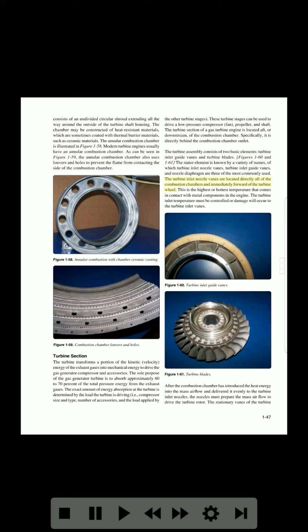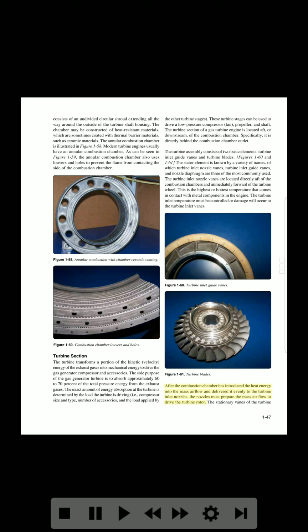The turbine inlet nozzle vanes are located directly aft of the combustion chambers, and immediately forward of the turbine wheel. This is the highest or hottest temperature that comes in contact with metal components in the engine. The turbine inlet temperature must be controlled or damage will occur to the turbine inlet vanes. Figure 1-60. Turbine inlet guide vanes. Figure 1-61. Turbine blades.